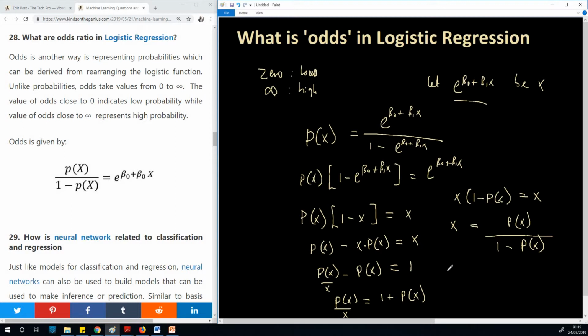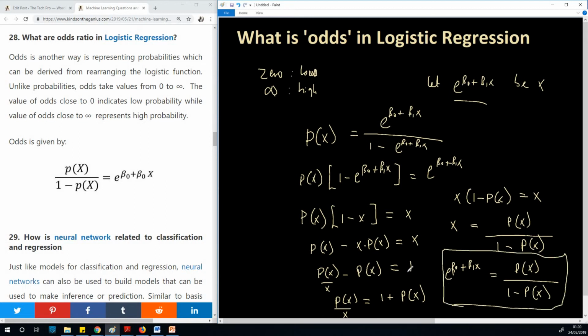So we have e to the power of beta 0 plus beta 1x equal to p of x all over 1 minus probability of x. So basically, this is the derivation of the odds ratio in probability, or just call it odds. As I've mentioned, odds range from 0 to infinity, where a value close to 0 indicates low probability, while a value close to infinity indicates high probability.